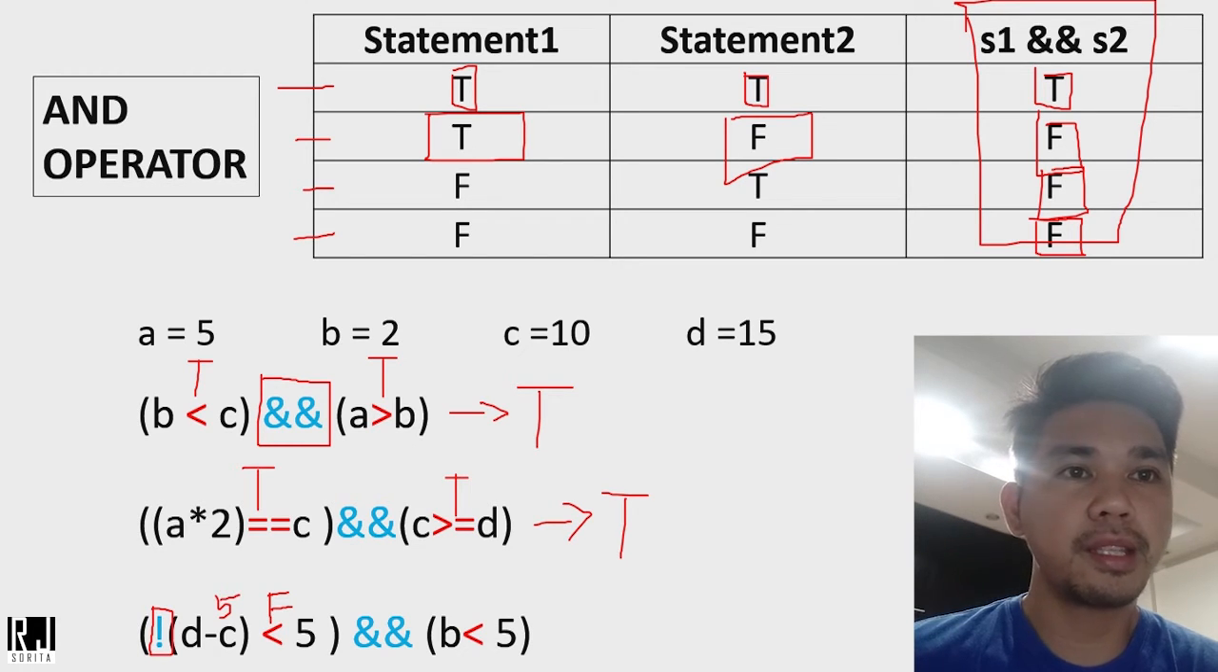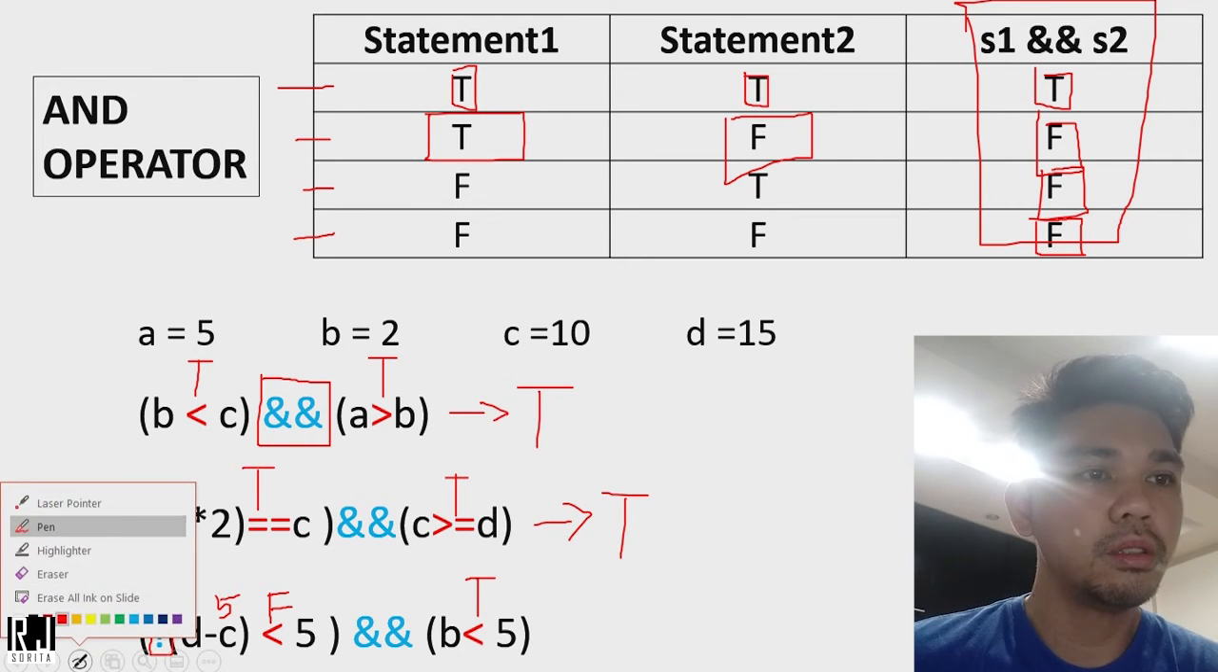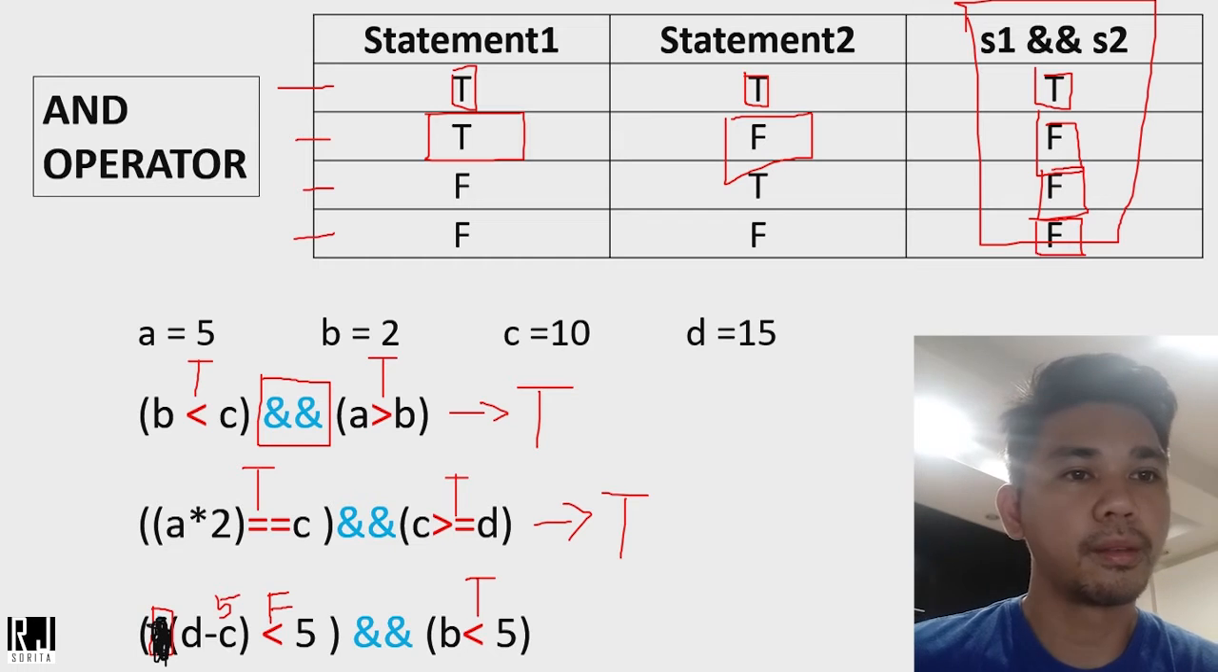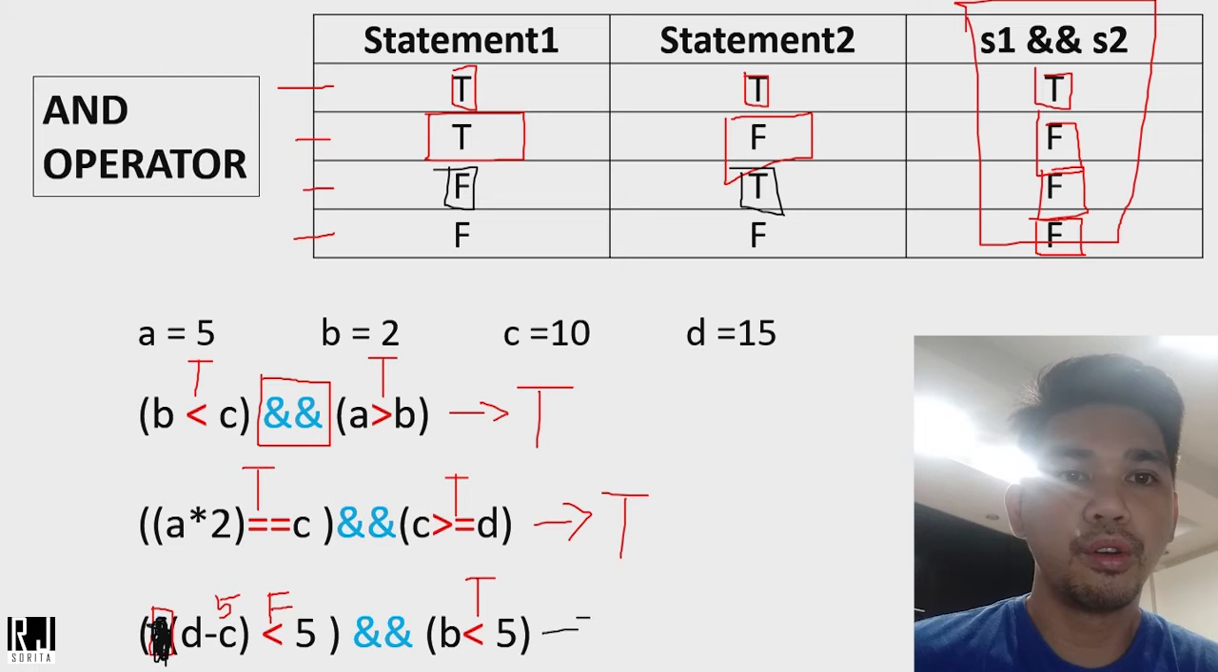Okay, so the other one is B less than 5. So 2 less than 5, that is true. If there is no exclamation point here, false and true, this one is the false one, and we have the true one, it will yield false. Okay?